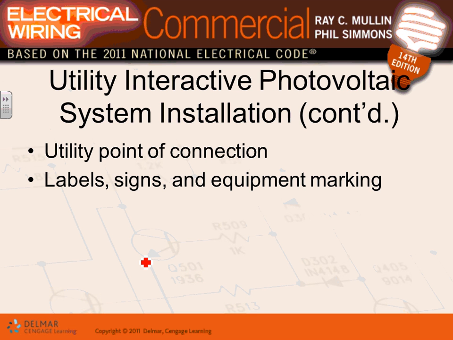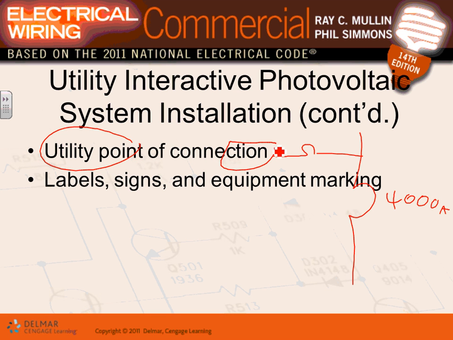Utility point of connection. Where do you connect? You can connect on the line. Here's my 4,000 amp switchgear, guys. I can connect here, and this is my solar system, or I can connect here, and this is my solar system. This is the line side. This is the load side. With agreement with the utilities, you can either put it on the line side or the load side.